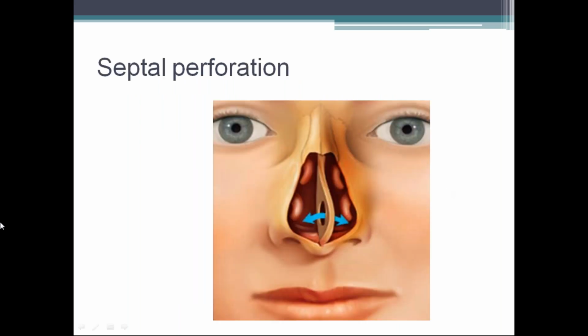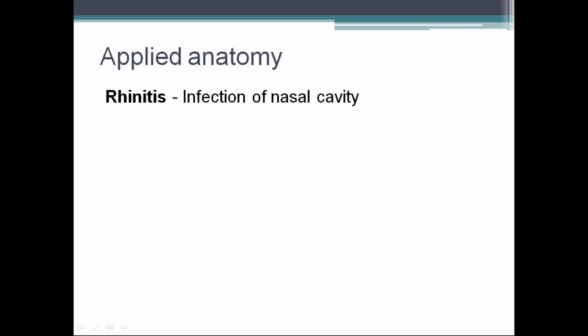Okay, so next important applied aspect is the septal perforation. Septal perforation usually happens if the patient is working in very high temperature areas like boilers, or if they are inhaling very high temperature air, so in that case it may go on to septal perforation. Next applied aspect is if there is any infection of nasal cavity, then this condition is called rhinitis, meaning inflammation of the nasal cavity.